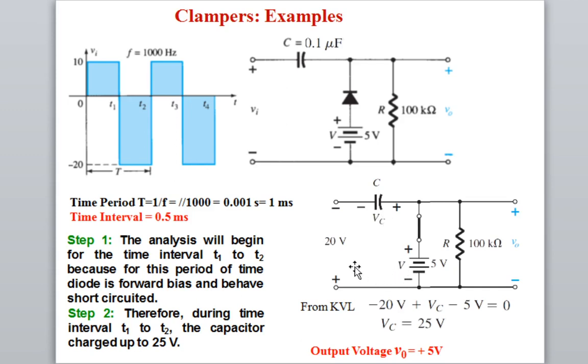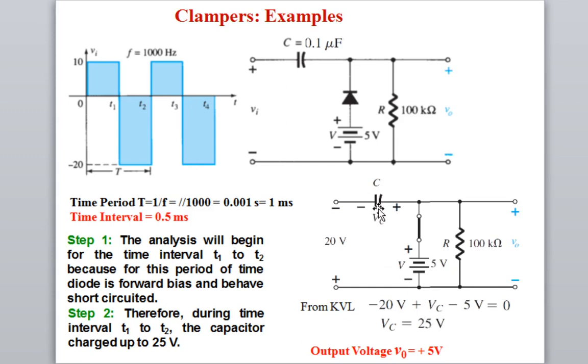Just by simply applying the Kirchhoff voltage law, I have to find out Vc, because this Vc is unknown, and the other quantities are 20 and 5 volt, and the polarity is known. So Vc is equal to 25 volt. It means when the diode is in forward bias, your capacitor will charge up to 25 volt.